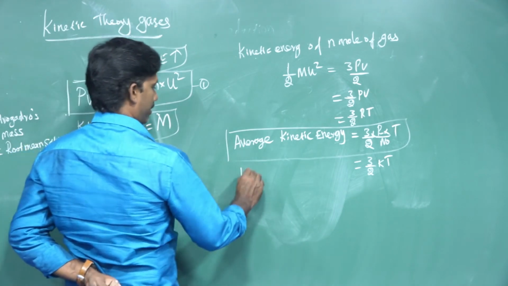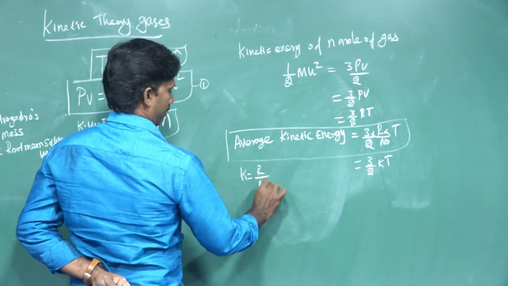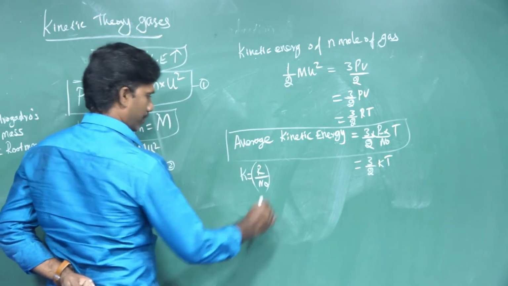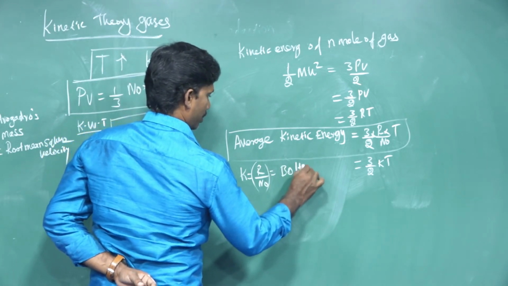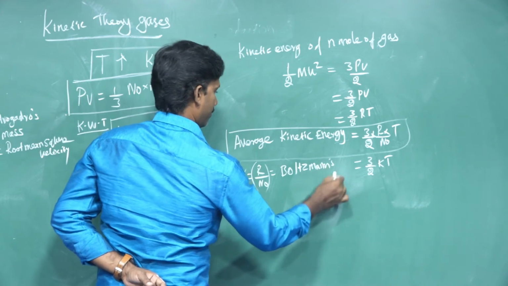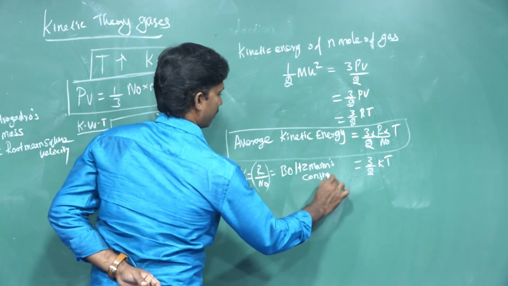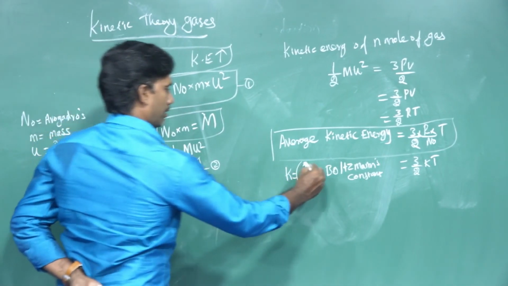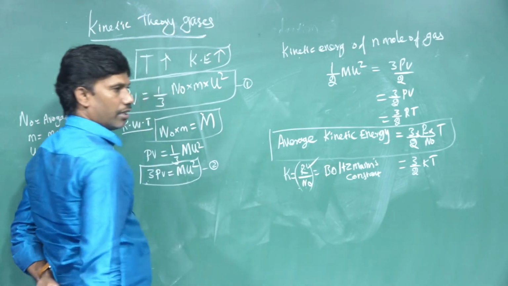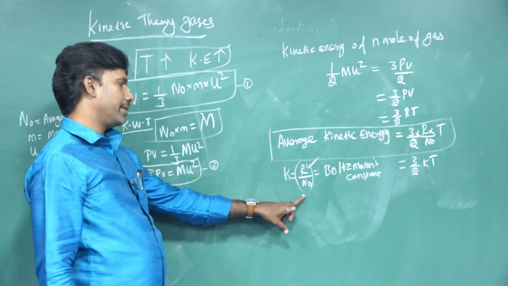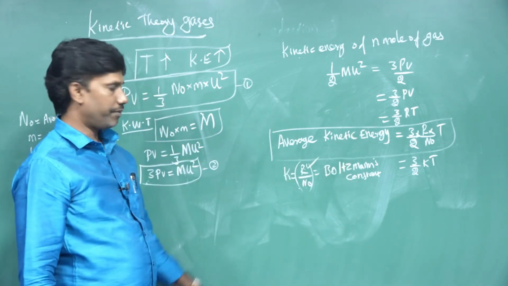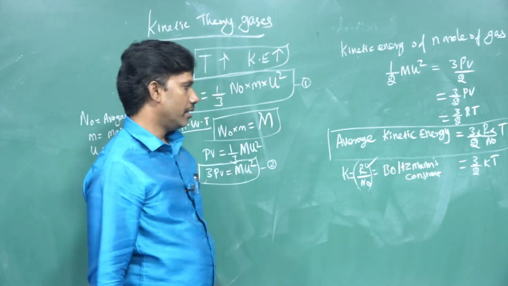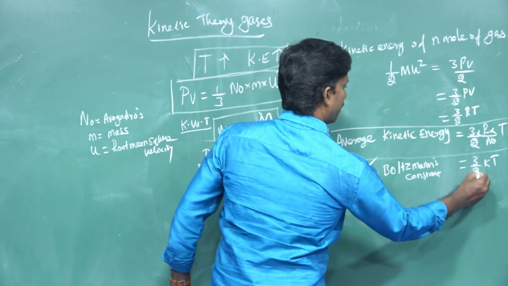What is K? K is nothing but R by N0. Instead of R by N0, I am putting K. This is a well known constant called the Boltzmann constant. K is nothing but the Boltzmann constant, that is R by N0. Here R is the universal gas constant and N0 is the Avogadro number. When the universal gas constant is divided by the Avogadro number, you get the Boltzmann constant. So the average kinetic energy can be given by 3 by 2 kT.